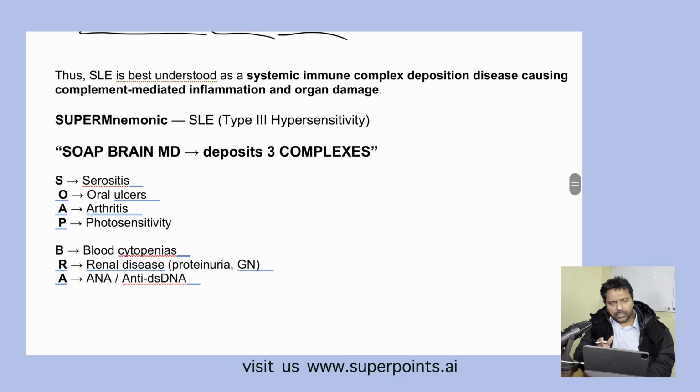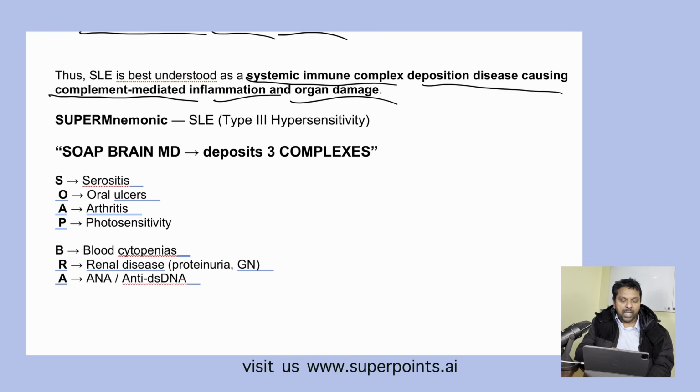Systemic lupus erythematosus is extremely important because it is extremely common. So they are expecting you to know what is happening in the pathogenesis: a systemic immune complex deposition disease causing complement mediated inflammation and organ damage.